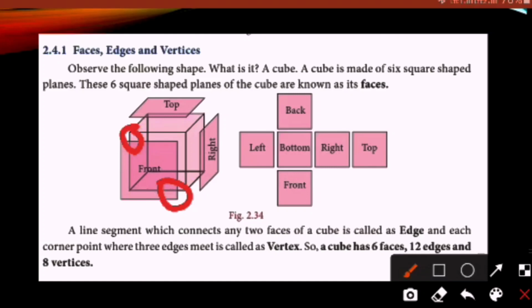You can take a square shaped dice or cubic square and check how many faces there are, how many edges there are, and whether it has 8 vertices. Vertex is singular and vertices is plural. Is it clear?